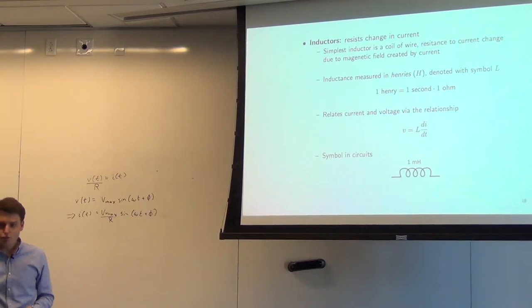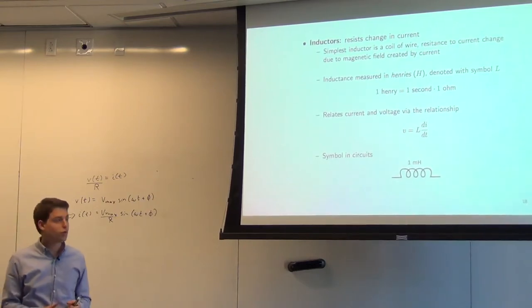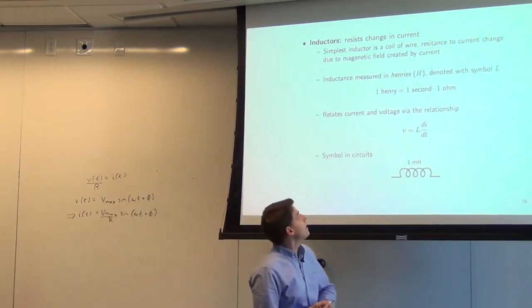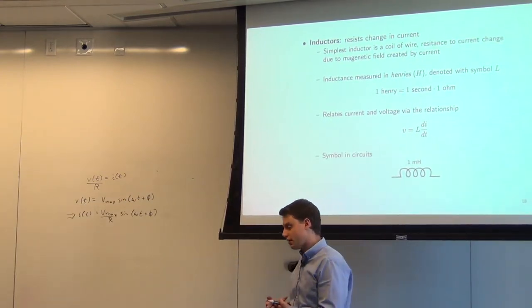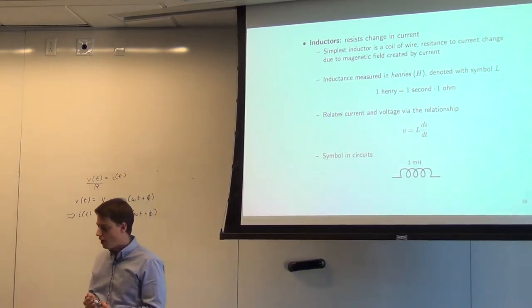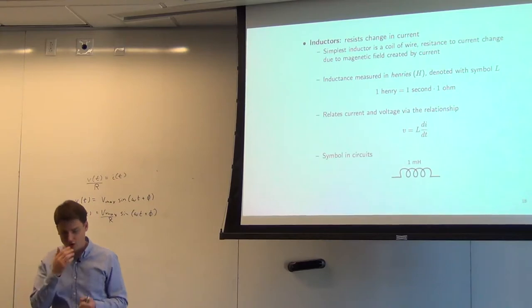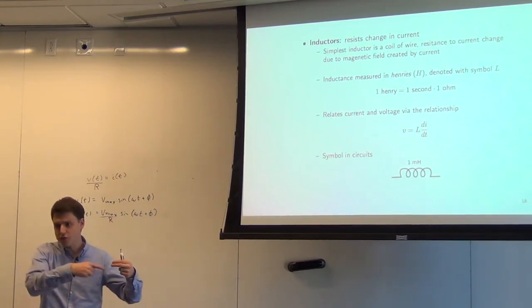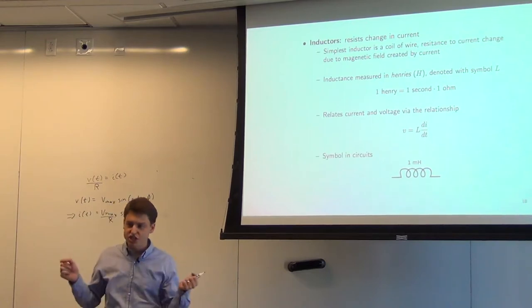Let's talk about two more types of components in an AC circuit, which will be inductors and capacitors. Inductors are elements that resist change in current. The simplest inductor is just a coil of wire. You take a string of wire and you coil it in a bunch of loops. This resists change in current.